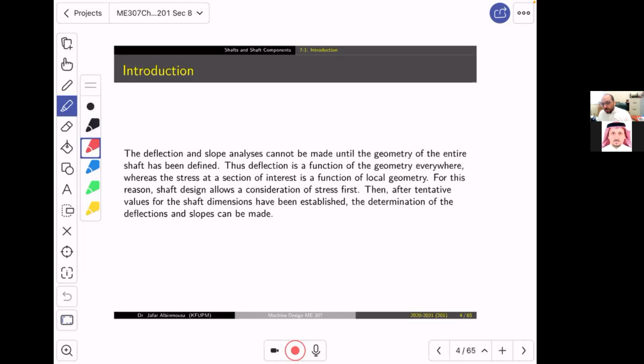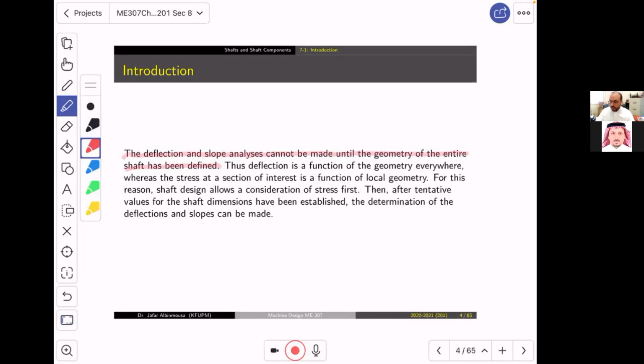But if you remember, ya shabab, from chapter 4, whenever we talked about Castigliano theory or any other method, like the section method, we always see EI in the deflection. And it is not surprising. Why? Because of this statement, ya shabab: the deflection and the slope analyses cannot be made until the geometry of the entire shaft has been made, okay? In reality, the deflection depends on the entire geometry.